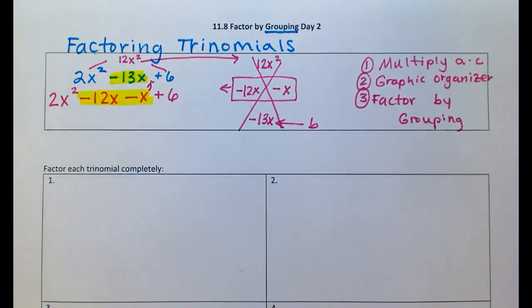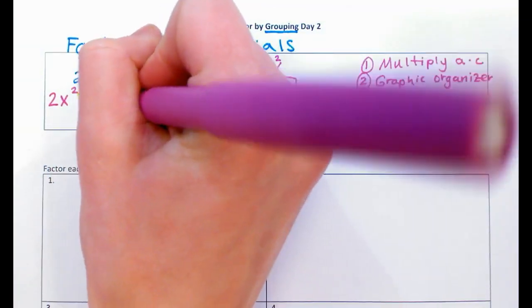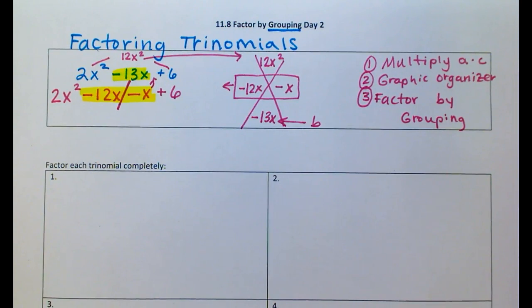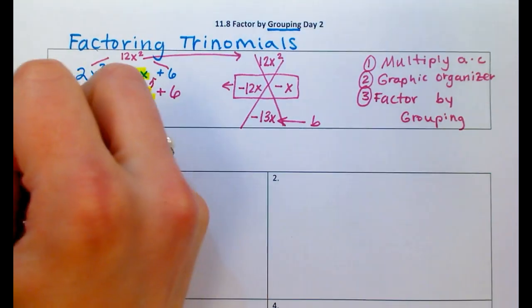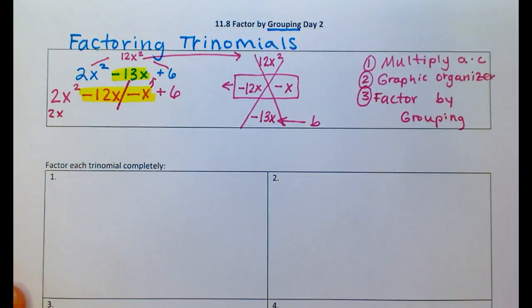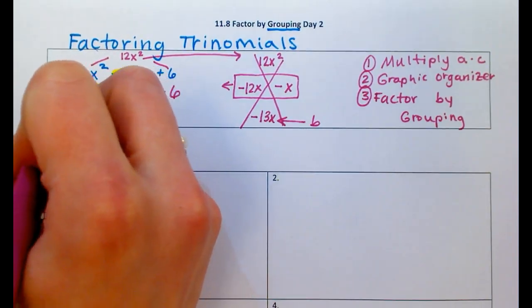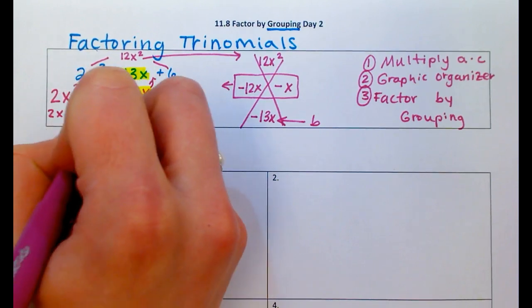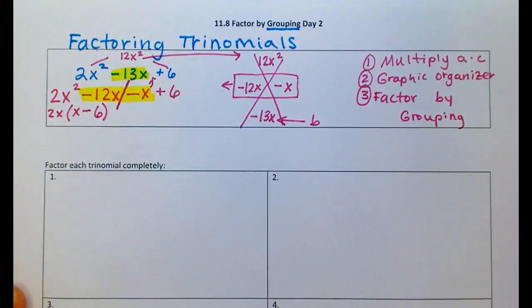So just like the other day's notes, I'm going to split my polynomial in half, and I'm going to factor out what's in common between my first 2 terms. So between 2x squared and negative 12x, I have 2x in common. I'm going to factor that out. That leaves x minus 6 left from that binomial.